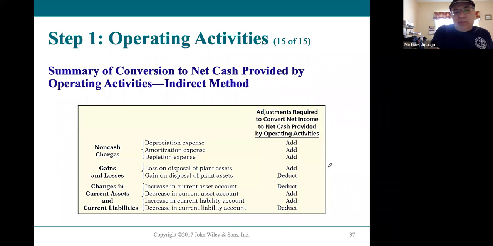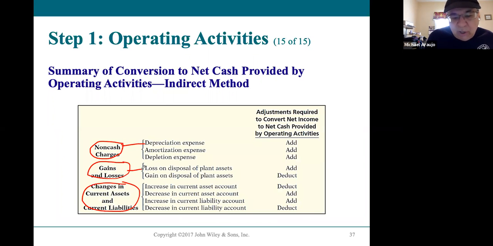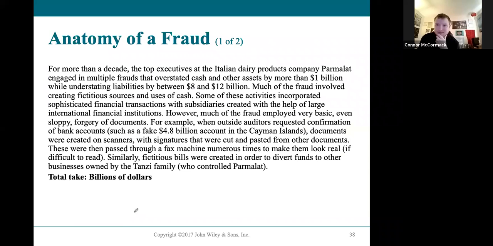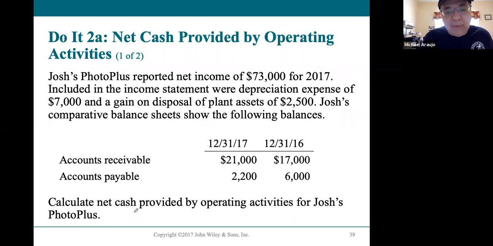This chart is pretty handy because it actually goes through all three major issues that we just looked at, okay? And so we only use depreciation. We don't have the other ones. So depreciation expense, we reverse the losses and gains. And then we change those current assets and current liability issues as we just went over them. That does look really useful. Yes, it is very useful.